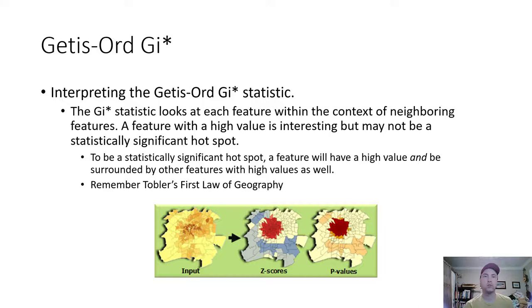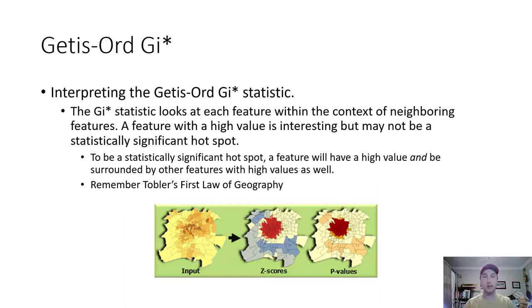The Gi star statistic looks at each feature within the context of neighboring features. A feature with a high value is interesting, but it may not be a statistically significant hotspot. So if we see a high value, it's worth looking into, but it may not be statistically significant, right? So to be statistically significant, a feature will have to have a high value and be surrounded by other features of high value as well. So it could be a high value, but it could be an outlier, right?